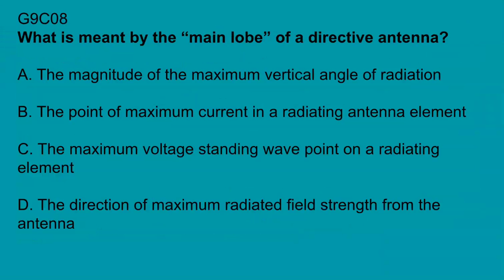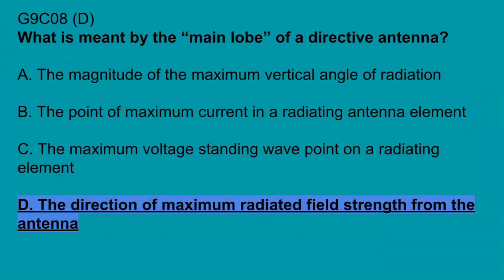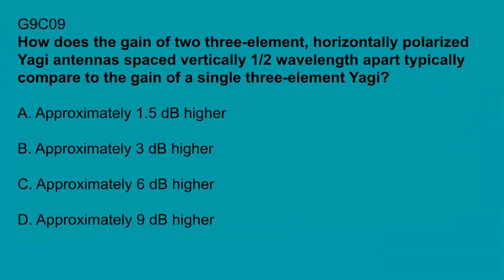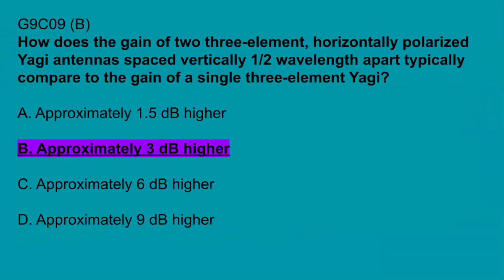G9C08, what is meant by the main lobe of a directive antenna? The direction of maximum radiated field strength from the antenna. G9C09, how does the gain of 2 3-element horizontally polarized Yagi antennas spaced vertically half wavelength apart typically compare to the gain of a single 3-element Yagi? Approximately 3 dB higher.